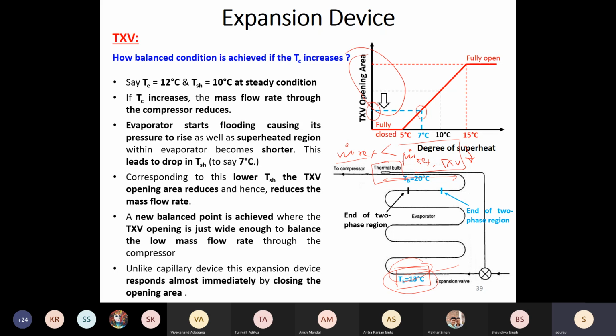And then even if this amount of reduction is not enough, it will continue to close. So it is not a digital process. Please realize that it is a continuous process. So it will continue to close till you have a new balance point. And if it is so that even if it goes to 5.5 degrees C, yet the amount of mass flow rate delivered by the valve is significantly higher than the mass flow rate sucked by the compressor, it means that you have provided an oversized valve.